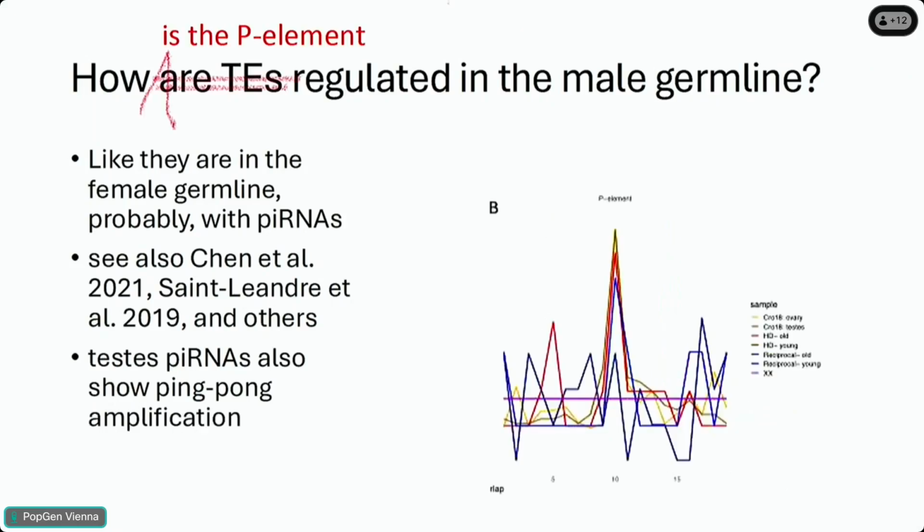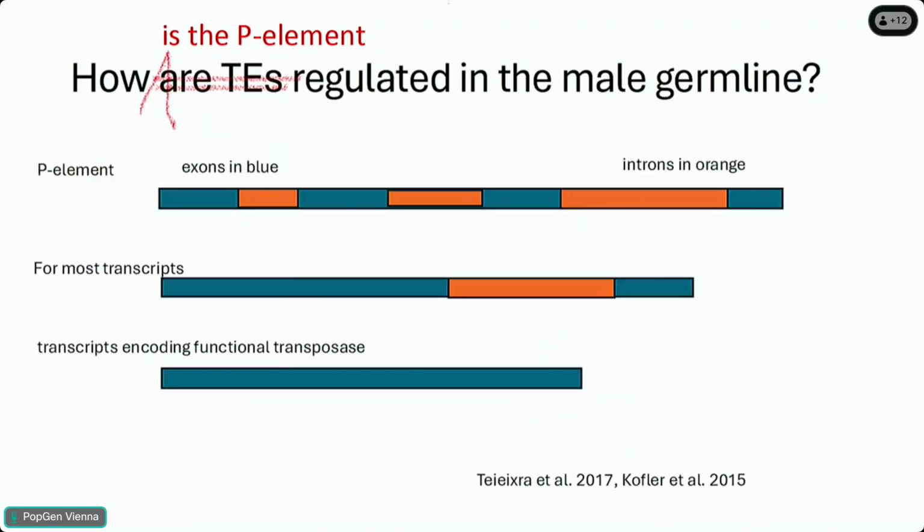If we look at the P element specifically, we also see this piRNA signal. It's a lot messier because you're only looking at a very small subset of the data, and also you're looking at flies that don't have very many P element copies. But you see enough of a signal to convince us that the P element is also regulated by ping pong in the testes. There is another way which P elements can be regulated. In particular, this is well known from classic work, and that is by alternative splicing.